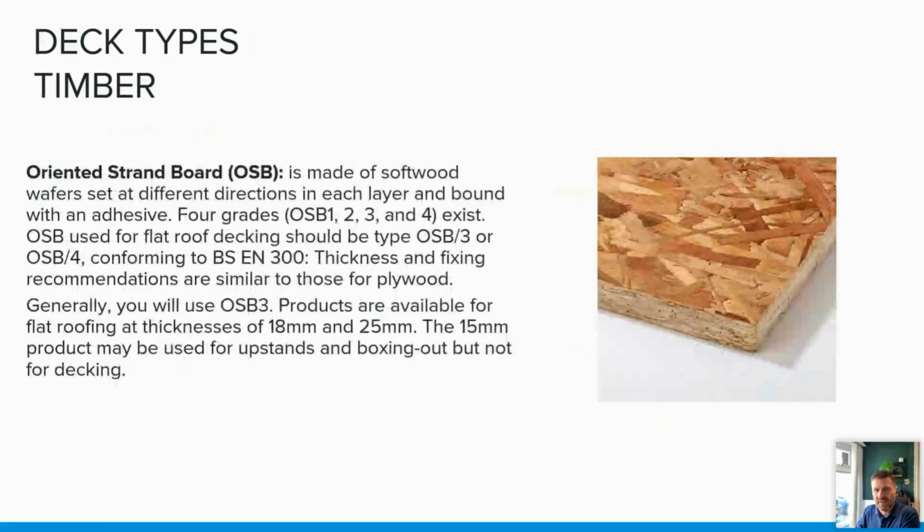OSB is another one that you come across. It's more common these days as a roofing deck. There are different types of OSB out there. OSB 3 and OSB 4 are the ones that we should be looking for when we're specifying a new build, for example, or a strip and replace. So OSB 3 as a minimum. These are generally, like I say, 18 to 19 millimeters thick. They can come in tongue and groove profiles and things like that.